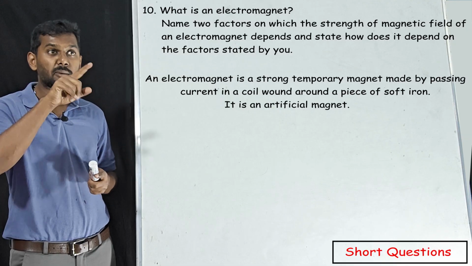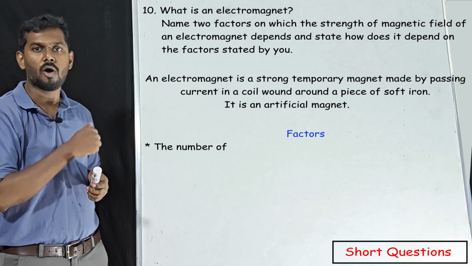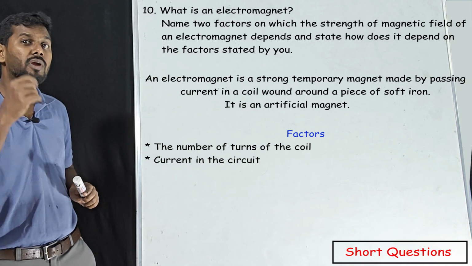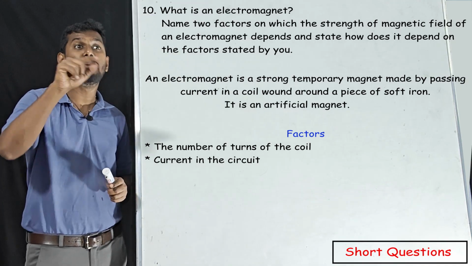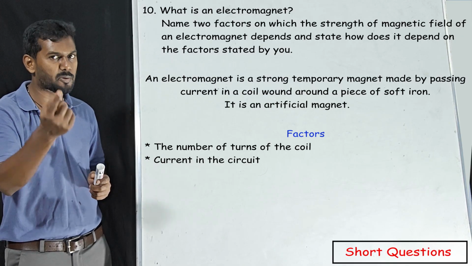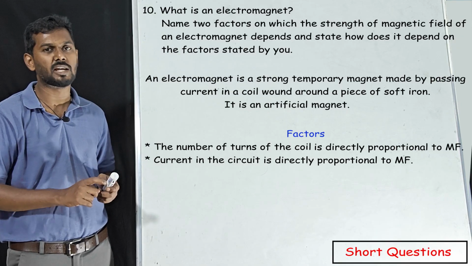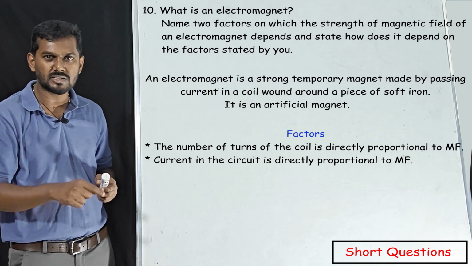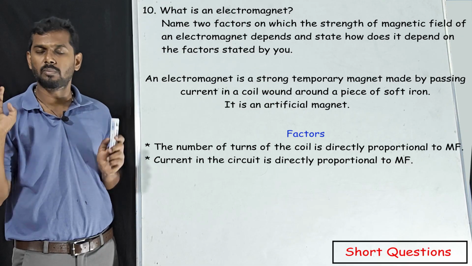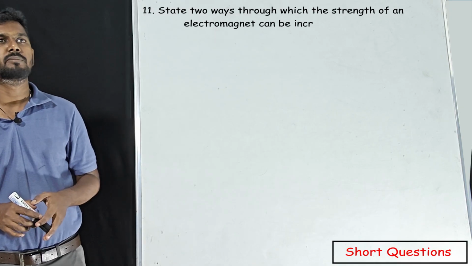Then name two factors and state how it depends. The factors are the number of turns of a coil and the current in the circuit. These are the two factors. How will it affect it? Both are directly proportional. Number of turns of the coil is directly proportional to magnetic field, and the current value in the circuit is also directly proportional to magnetic field. So the two factors are number of turns and current in the circuit. How does it depend? Both are directly proportional. That's it.